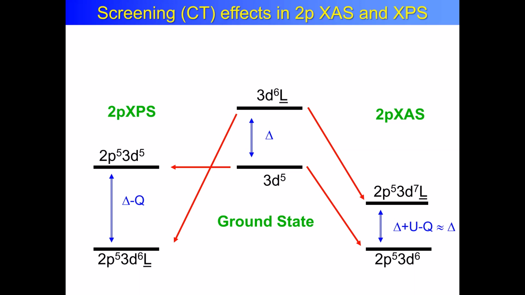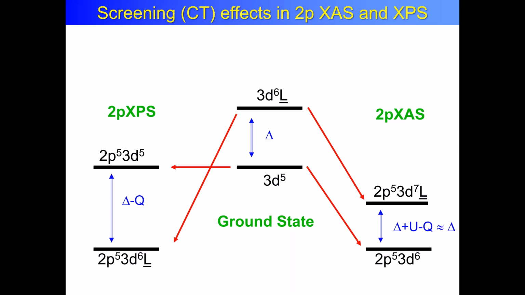This is completely different from photoemission, 2p XPS. Then you excite an electron, a core electron, out of the system. So your d5 ground state goes to 2p5 3d5, and your 3d6 ligand hole goes to 2p5 3d6 ligand hole, and the electron is somewhere in the continuum. Now this has enormous effects on the energy states. So the d6 ligand hole state is pulled down by the core hole potential Q, which is very large, something like 6-7 electron volts, and that means that the energy ordering of the states inverts.